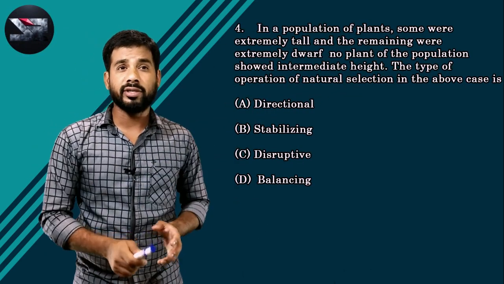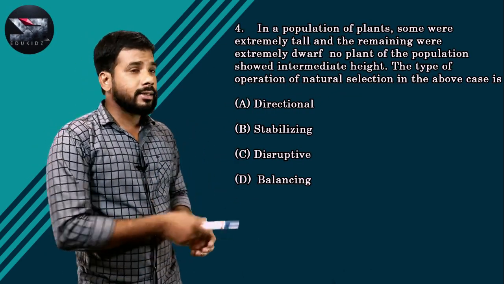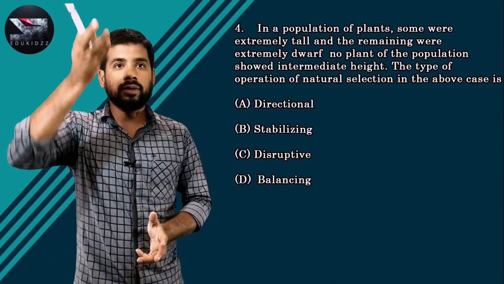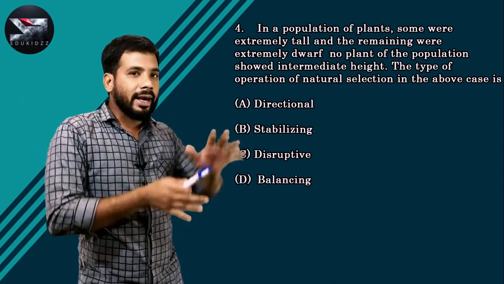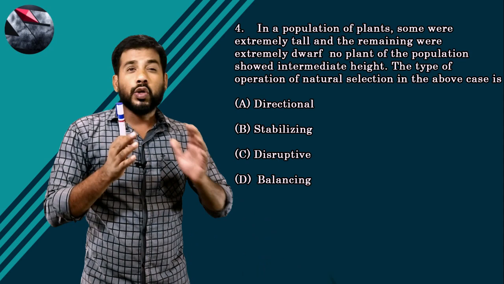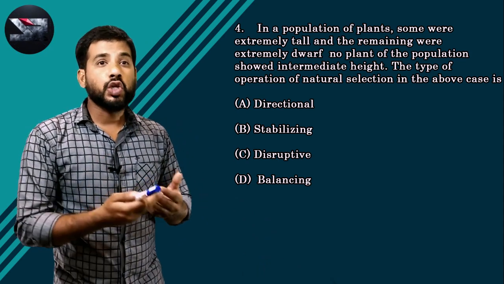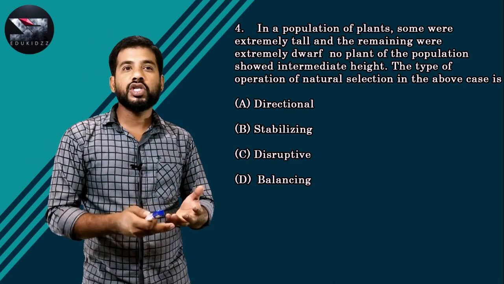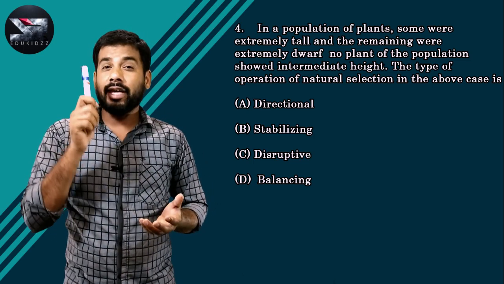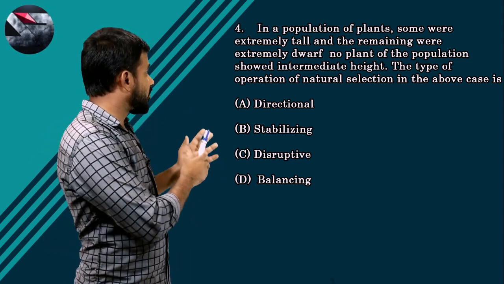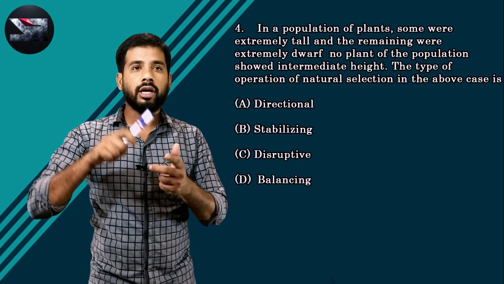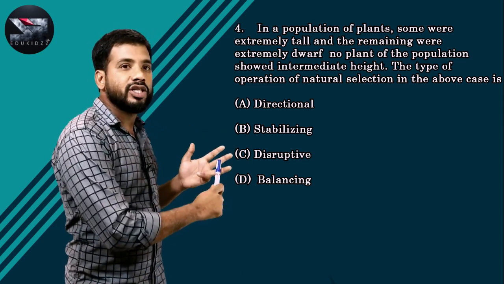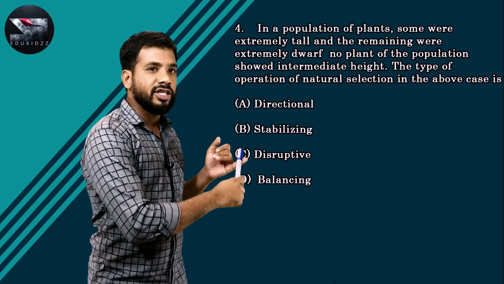So here in this question, in a population of plants, some were extremely tall and the remaining were extremely dwarf. No plant of the population showed intermediate height. The type of the operation of natural selection in the above case is, so there are 4 options. Option A directional, option B stabilizing, option C disruptive and option D balancing.